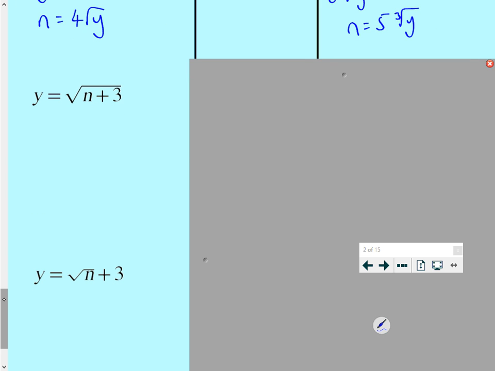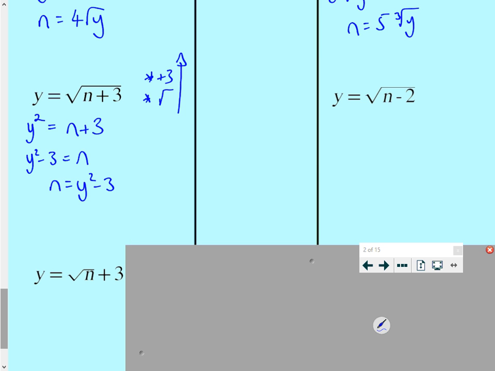Last 2. Here, apologies, we would be adding 3 first, and then we're going to be square rooting. So when we're working backwards, we need to do the opposite, the inverse of a square root. So that's going to be to square both sides. I'm going to get y squared equals n plus 3, and then I'm going to need to take away 3 from both sides. So n is going to be y squared, take away 3. One for you to try.